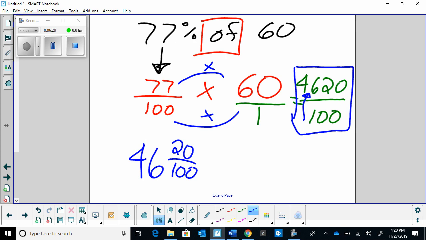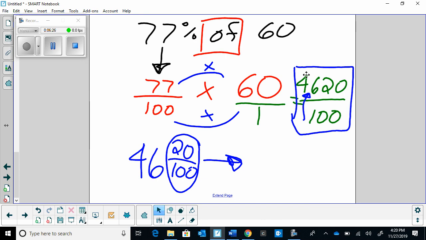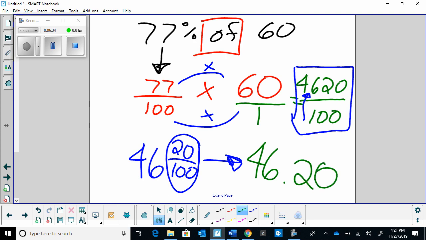Another way, first you could simplify this fraction here, if you wanted to keep going, or leave it as a fraction. Or as a decimal, we know it's going to be 46, and because it's 20 out of 100, that represents the decimal. So it's going to be 46 decimal 20, which is the same answer that we got in the previous one, except we used a different method.